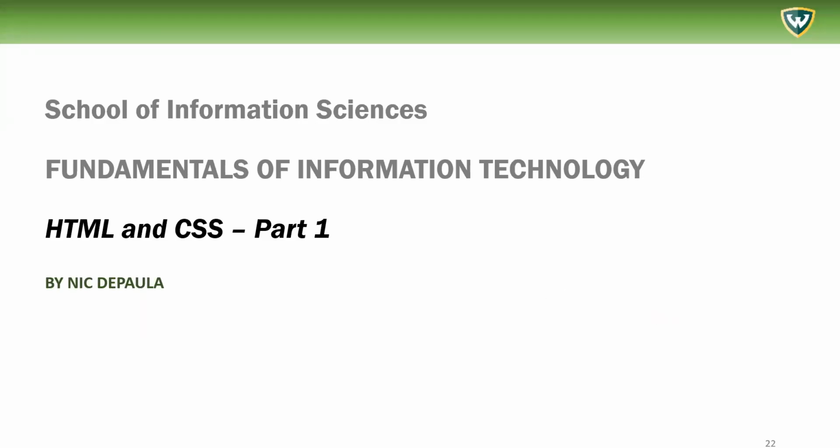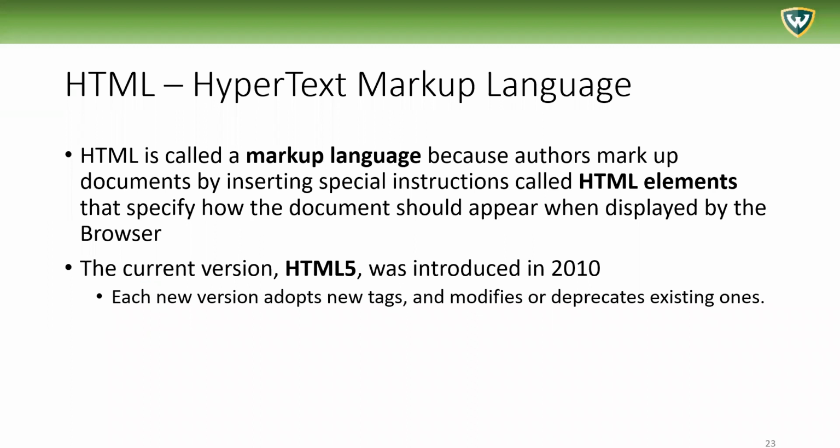HTML and CSS Part 1. HTML stands for HyperText Markup Language. It is called a markup language because authors, that is, programmers and web developers, mark up documents by inserting special instructions called HTML elements that specify how the document should appear when displayed by the browser, or web browser.